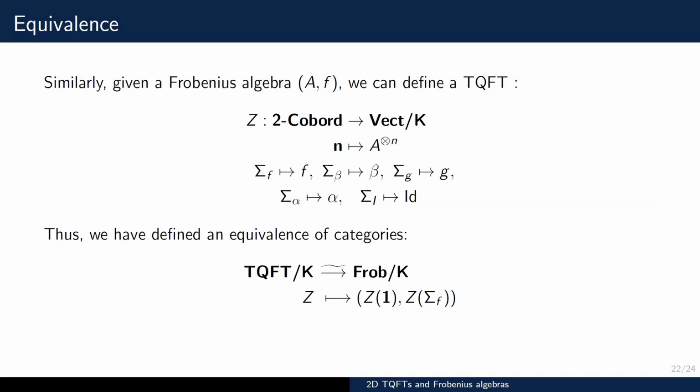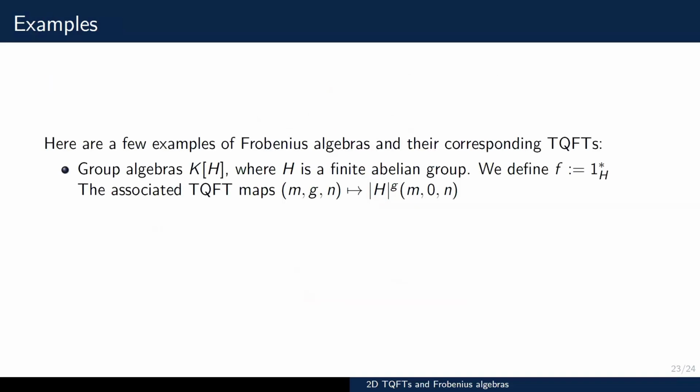Now I'm mostly done, and I am also almost up on time. So just before leaving, let's look at a couple of examples of Frobenius algebras and their corresponding TQFTs. First, we have group algebras corresponding to a finite abelian group. These are just finite sums where the elements of the field K are our coefficients. We can define the Frobenius form.